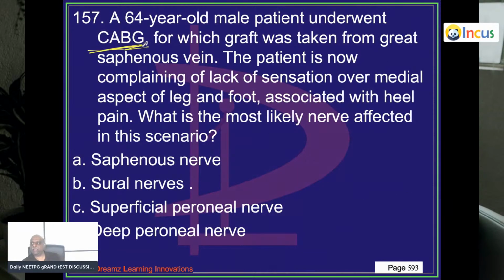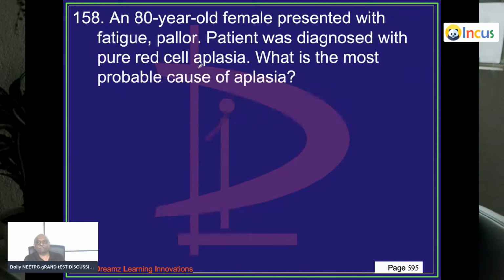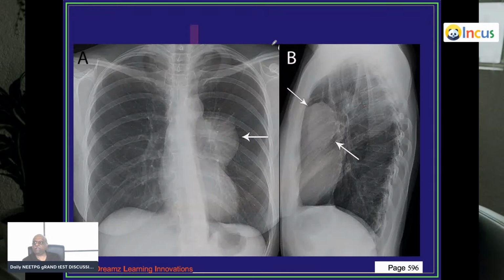64-year-old underwent CABG. Graft taken from the saphenous vein. Which nerve will be affected? Saphenous nerve will be affected. 80-year-old presented with fatigue and pallor with pure red cell aplasia. And what do you see here?